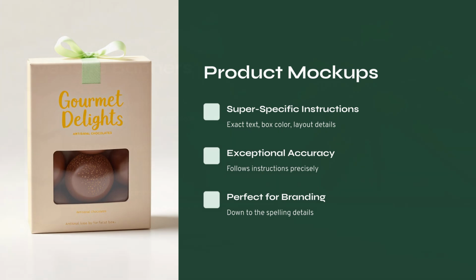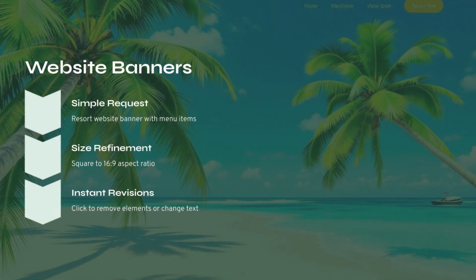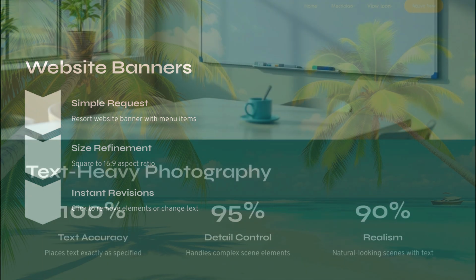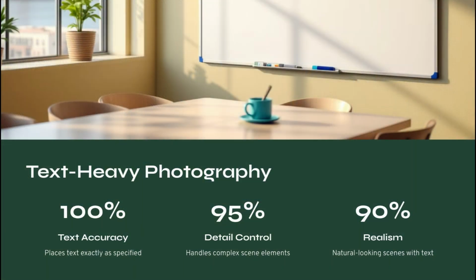Insanely accurate. Next, I needed a banner for a resort's website, menu items, central text, vacation theme. It produced a square image at first because I didn't specify the size, but once I asked for a 16:9 version, it resized beautifully. Best part? You can click on the image and request revisions like removing elements or changing text. It updates instantly.